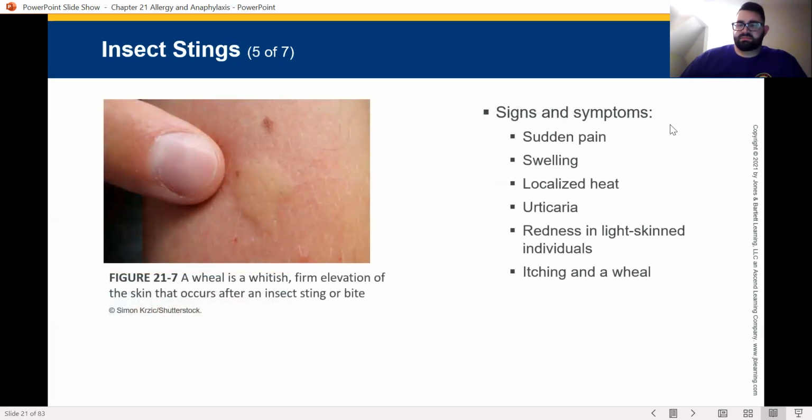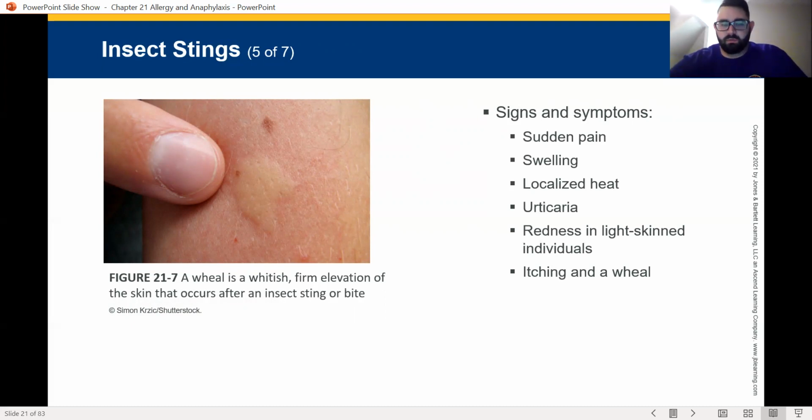So signs and symptoms: sudden pain. If something just, ow, my neck, what was that? If something just suddenly hurts out of nowhere, like something jumped up and bit me in the buttocks. All right, so if you got a sudden pain, or the patient says, I was just sitting here and I just felt a sudden pain here. Let me see. Oh, got a big old welt right there.